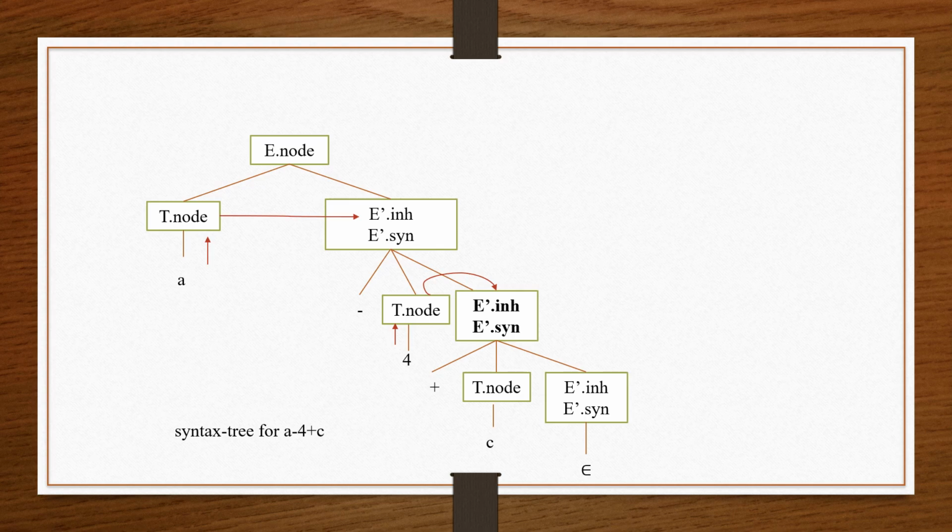Clear? So this value, that is A minus 4, plus C, and this answer is copied to this E dash dot inh, and this inh is copied to E dash synthesized, and again this is copied to E dash synthesized, meaning the synthesized attribute. Finally it is copied to the parent node. So you just see the production and the corresponding action, the same thing.